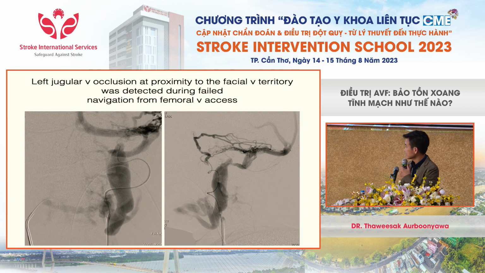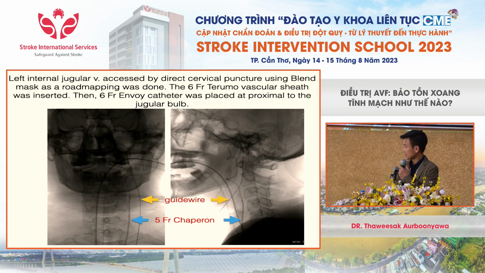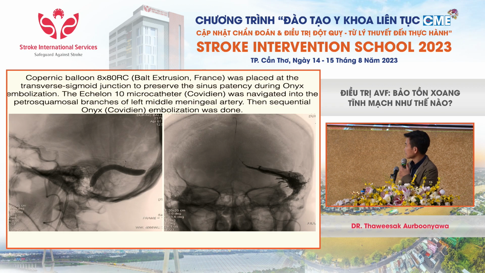In this case, unfortunately, the jugular vein was occluded below the facial vein. So I needed to do a complicated procedure by direct puncture to the jugular vein, and then I placed the balloon to cover the transverse sigmoid junction.